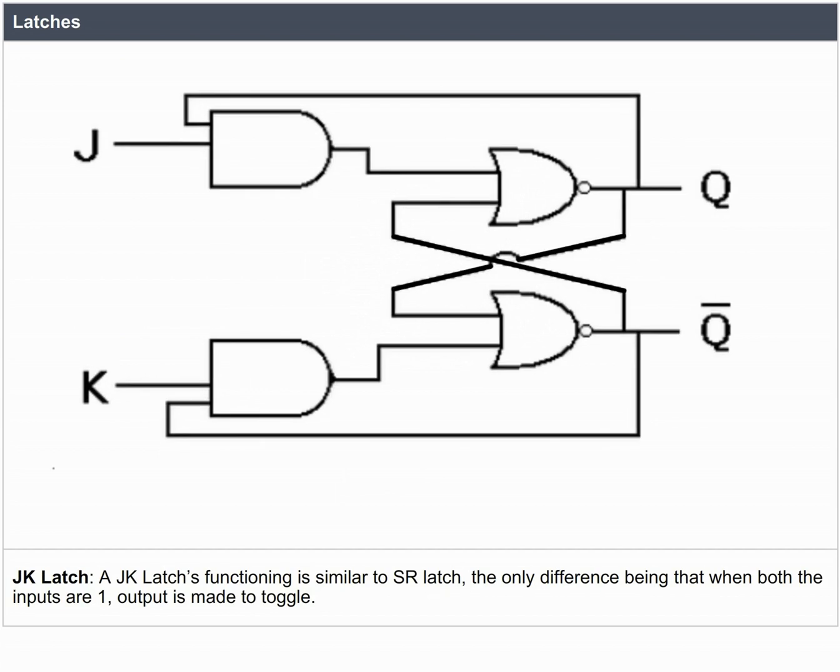JK latch. A JK latch's functioning is similar to SR latch, the only difference being that when both the inputs are 1, output is made to toggle.